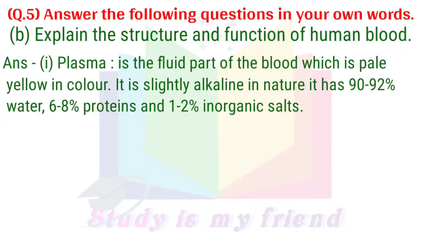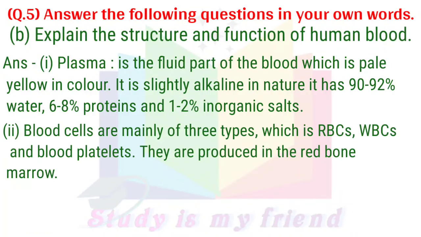Answer. 1. Plasma is the fluid part of the blood, which is pale yellow in color. It is slightly alkaline in nature. It has 90 to 92% water, 6 to 8% proteins, and 1 to 2% inorganic salts. 2. Blood cells are mainly of three types, which are RBCs, WBCs, and blood platelets. They are produced in the red bone marrow.